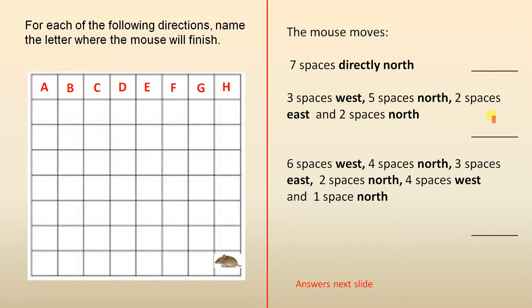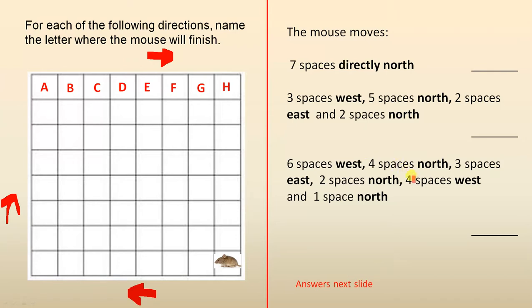3 spaces west. So west is in that direction. 5 spaces north. North is in that direction. 2 spaces east. East is in that direction. And 2 spaces north. We've already seen where that is.